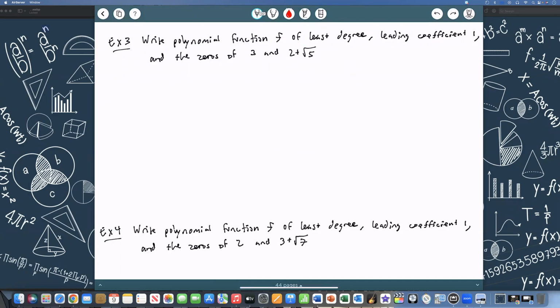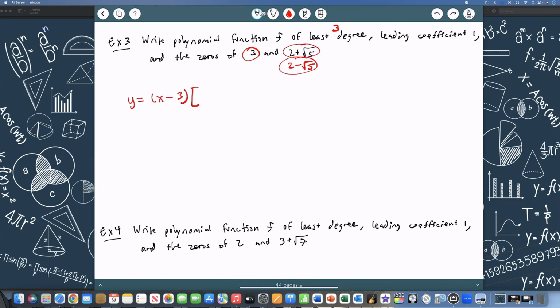Okay, so the zeros are 3. So if I have 2 plus radical 5, my irrational conjugate theorem tells me that 2 minus radical 5 would also have to be another root. So it looks like we have, once again, 3 roots, so we have to have a minimum of degree 3. Okay, so it gets a little bit tricky, but we can use our knowledge of conjugates to make this a little easier. Okay, so first root, I have x minus the 3 there. So that's pretty straightforward.